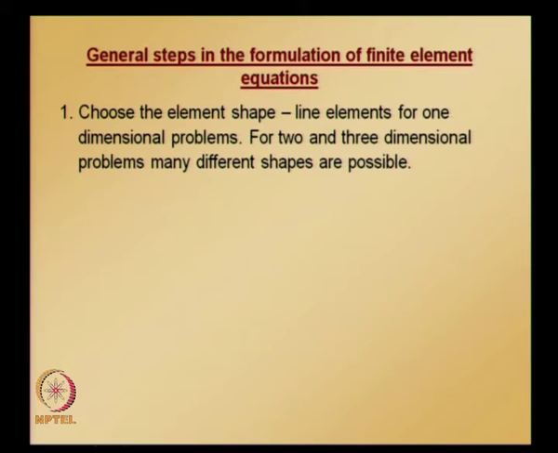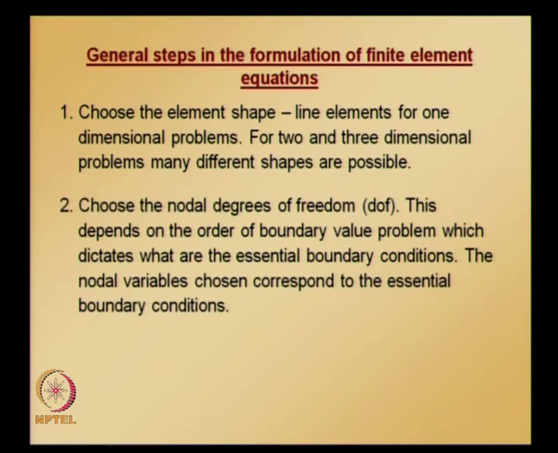The next step is to choose the nodal degrees of freedom, that is, how many nodes you want for an element. This depends on the order of the boundary value problem, which dictates what the essential boundary conditions are. If you recall, if the boundary value problem is of order 2p, boundary conditions of order 0 to p minus 1 are essential, and boundary conditions of order p to 2p minus 1 are natural boundary conditions. So the number of degrees of freedom for each element will be decided based on that.